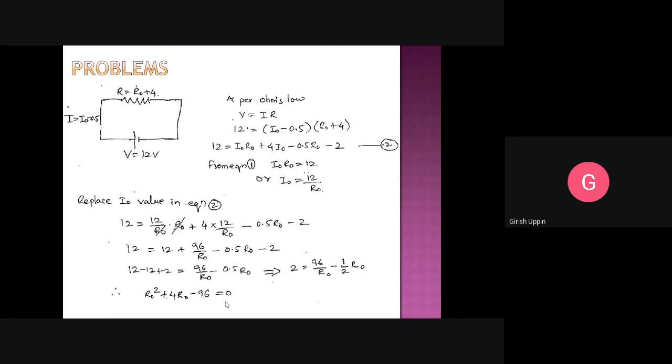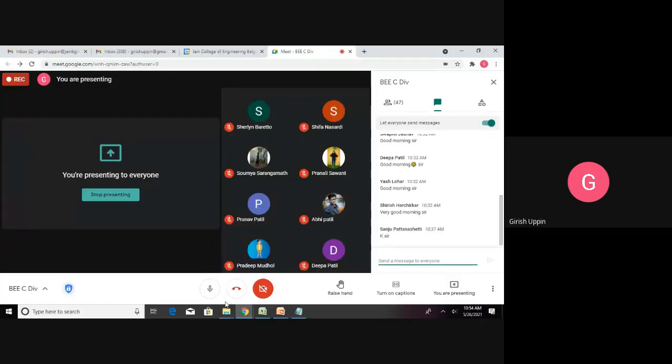Anybody remembers the quadratic equation? If you know this is a quadratic equation, very good. There will always be two roots. Two roots means two answers for the R naught. We will see what those answers are. How to solve a quadratic equation?